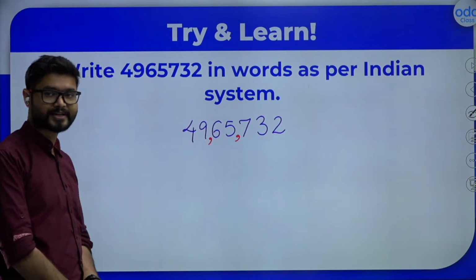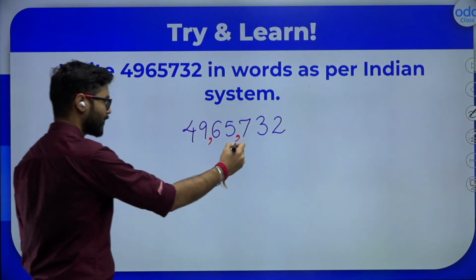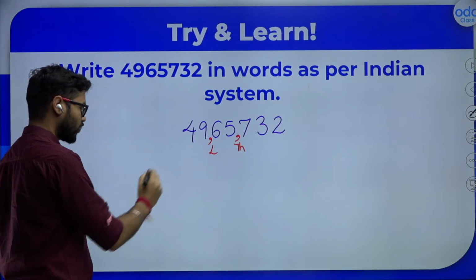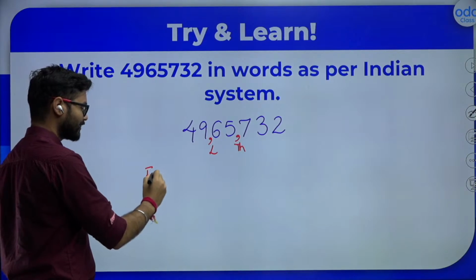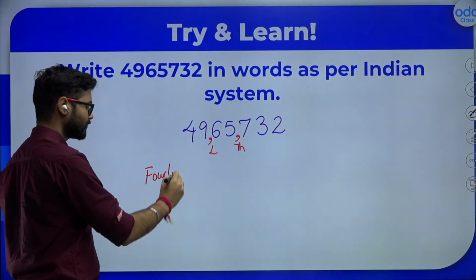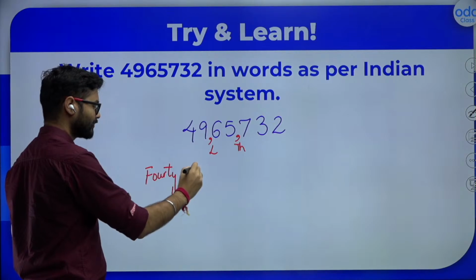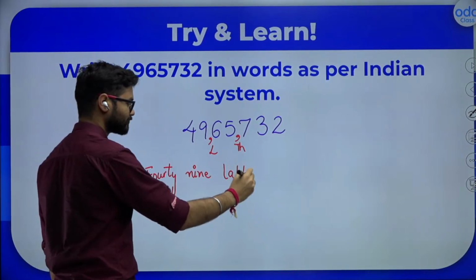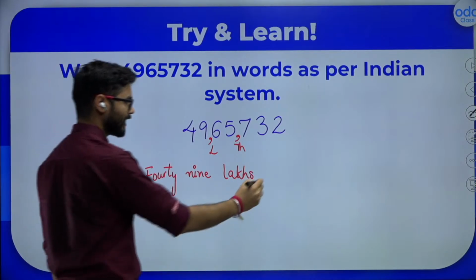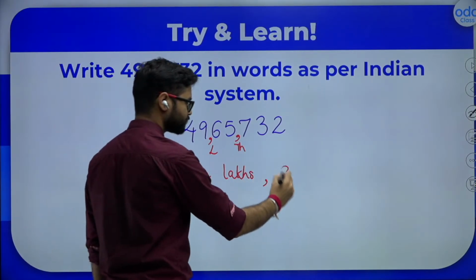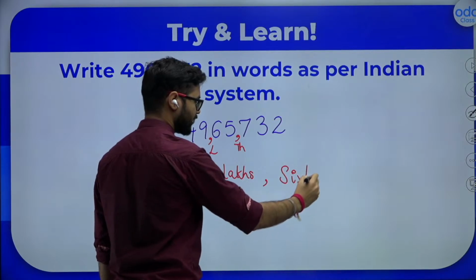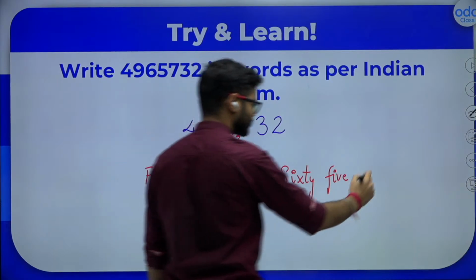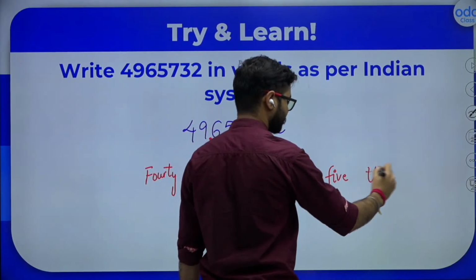Now I need to write it in words. So this comma is for thousand, this comma is for lakhs. Okay? So how can I write this? I can write this as 49 lakhs, right? Then we have 65 thousands.